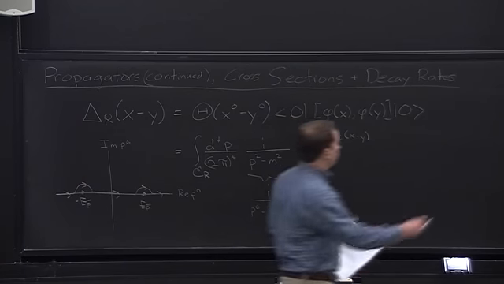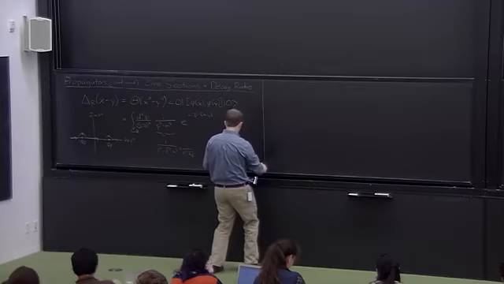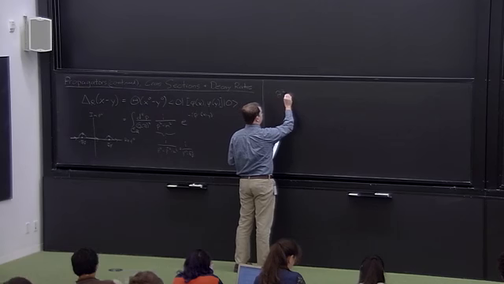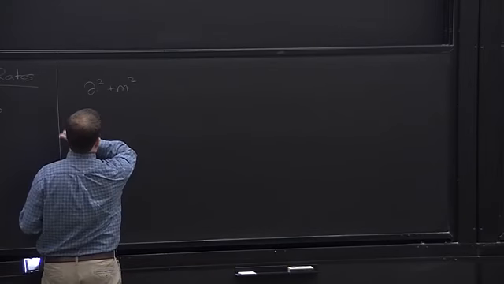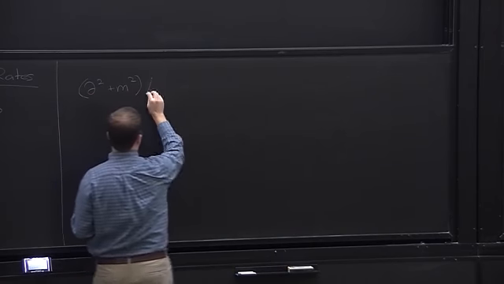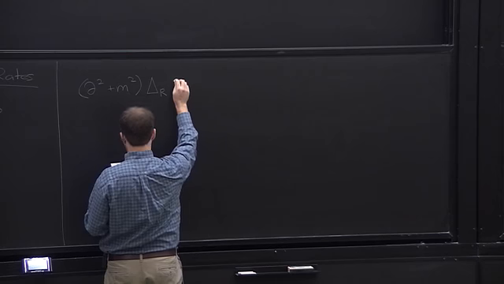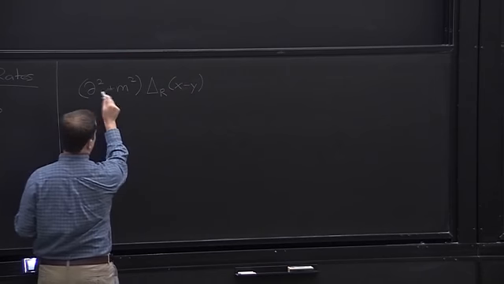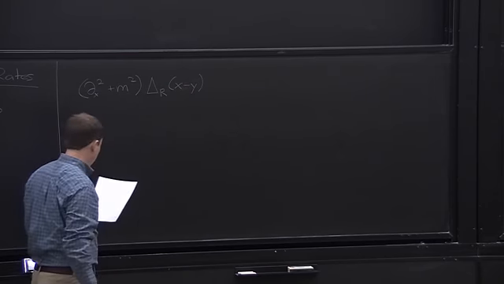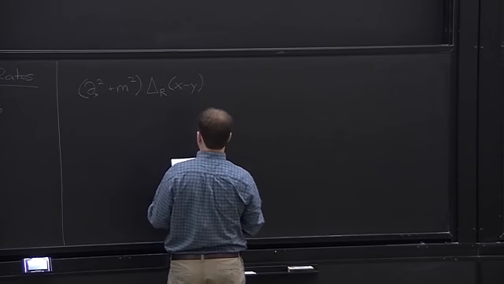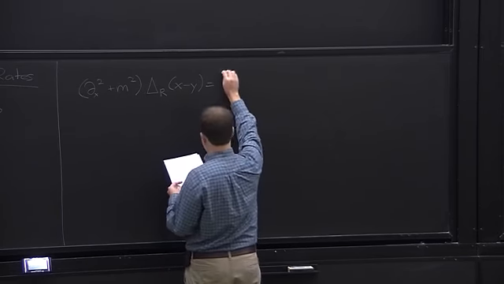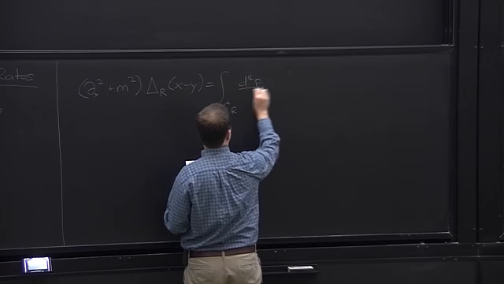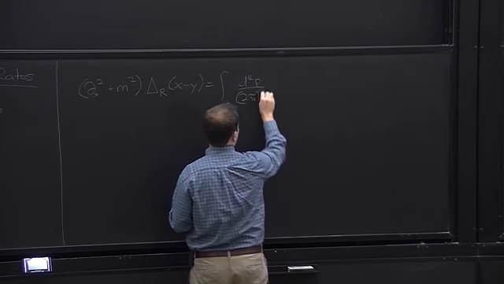Let's see why it's a Green's function. If it's a Green's function, then if we act with the Klein-Gordon operator, p squared plus m squared, on delta R, and let's suppose this derivative is acting with respect to x instead of y, then we get this expression.